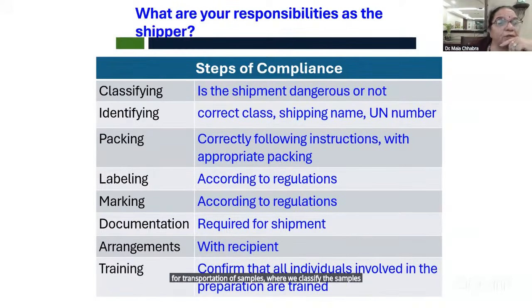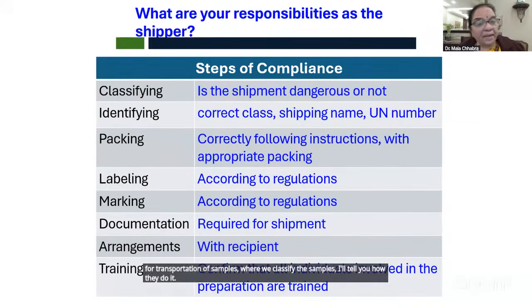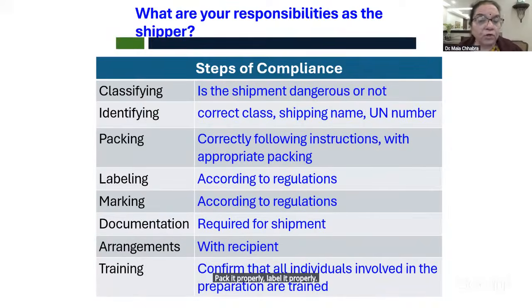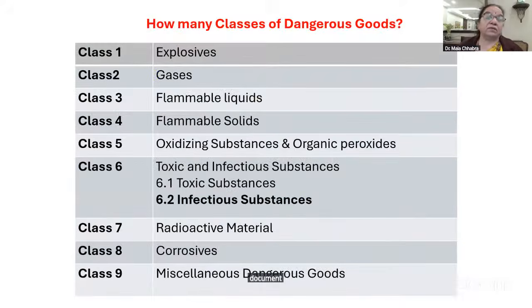I'll tell you how they do it. Pack it properly, label it properly, mark it properly, document, and there is a special training for this. So the dangerous goods are classified as 1 to 9. 1 is explosives, 2 is gases, then flammable liquids, solids, oxidizing substances, and organic peroxides.